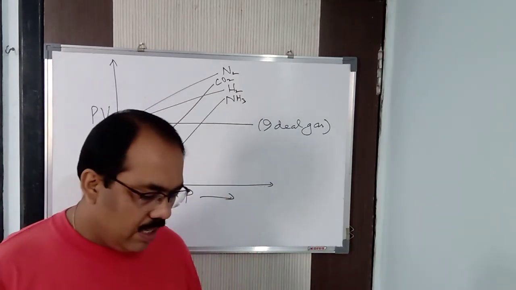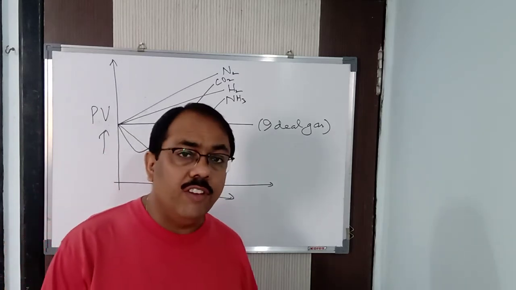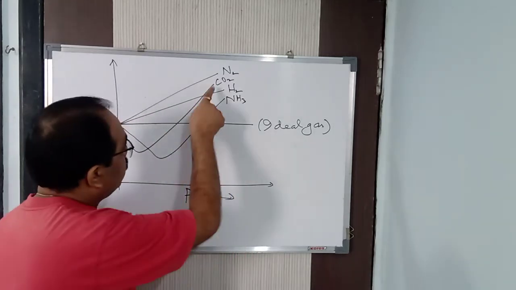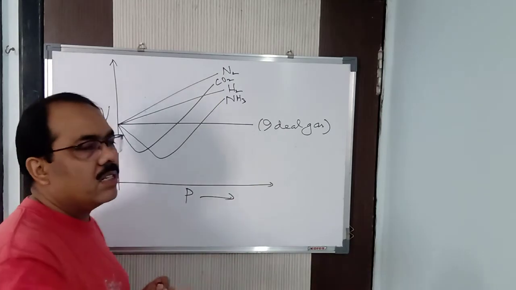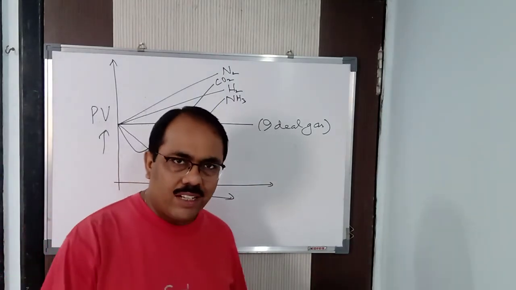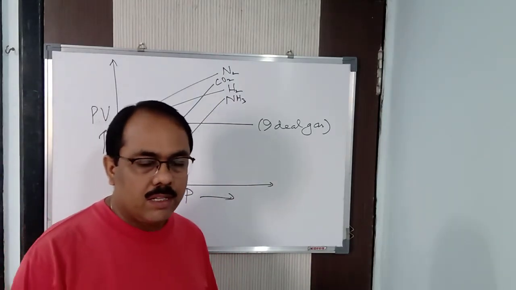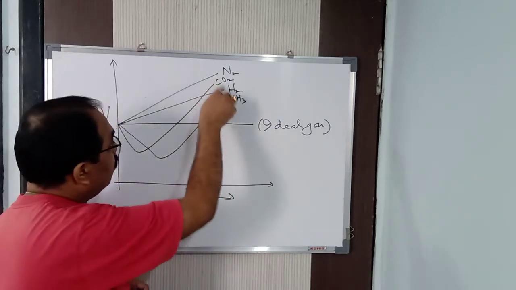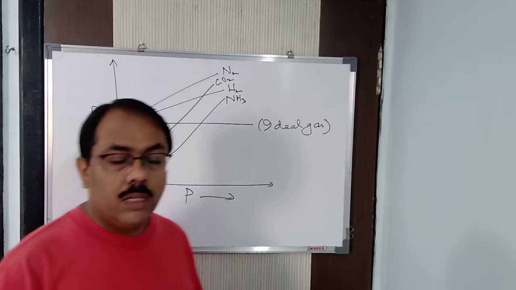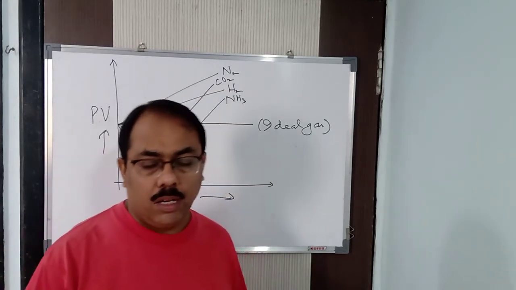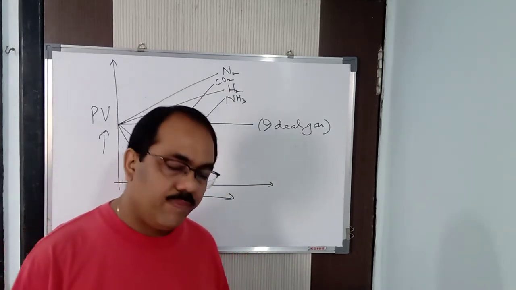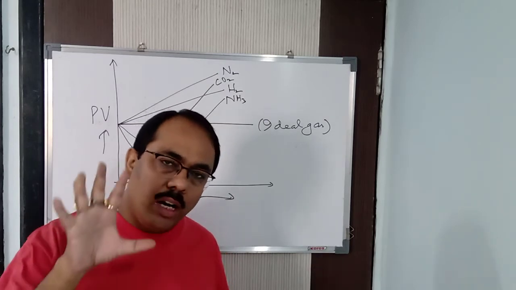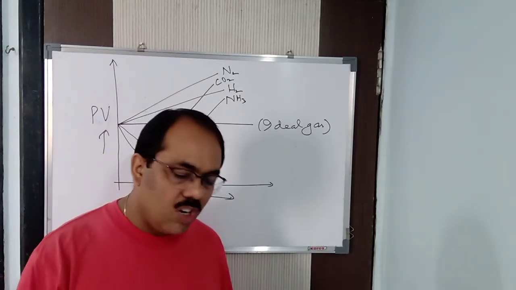Now what I said, certain gases are easily liquefiable. Which gases? I have explained: carbon dioxide, ammonia, sulfur dioxide, and many more gases like HCl. They are easily liquefiable compared to non-polar gases like nitrogen, hydrogen, oxygen, methane, which are non-polar in nature. Now, for liquefying a particular gas, what should be the condition?